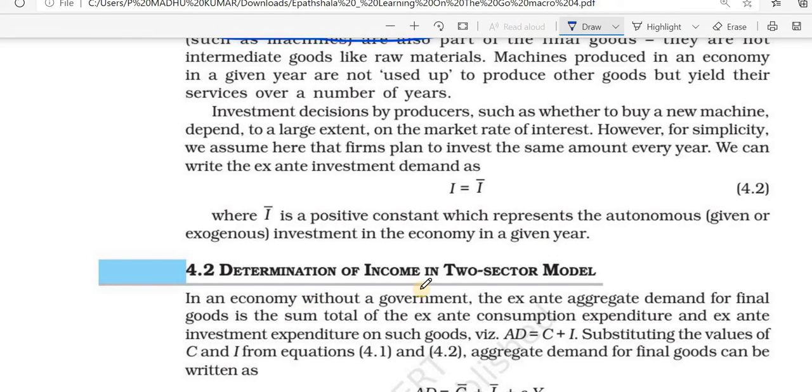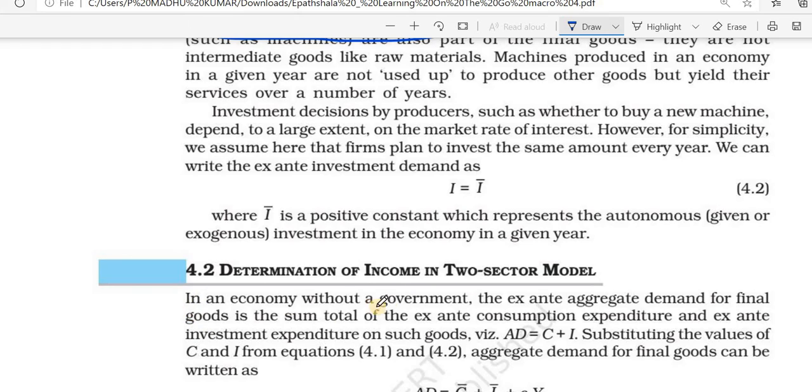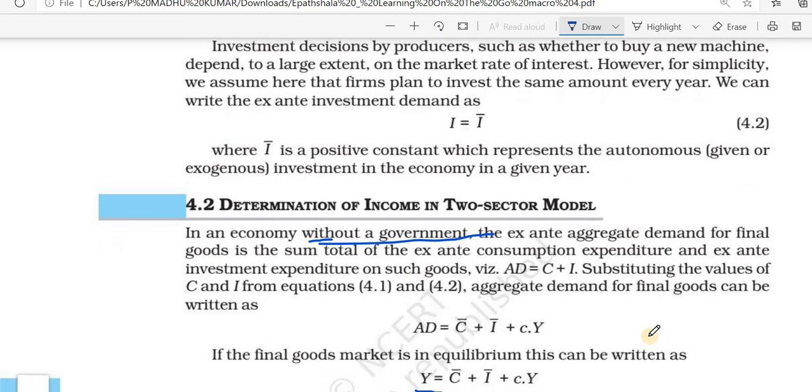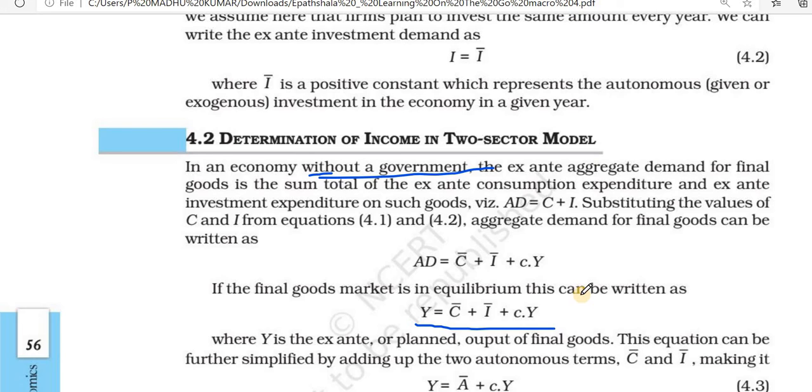Then, determination of income in the two-sector model. The two-sector model is an economy without government. The aggregate demand for final goods is the sum total of consumption expenditure and investment expenditure. Then what is the equation for aggregate demand? Aggregate demand equals consumption plus investment.